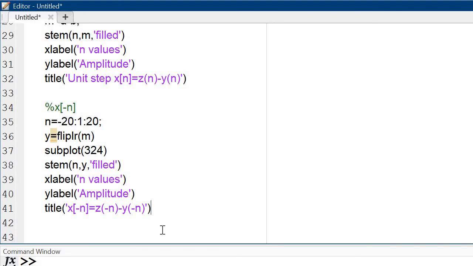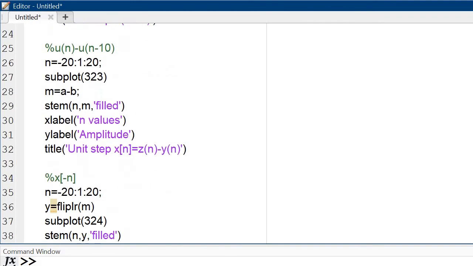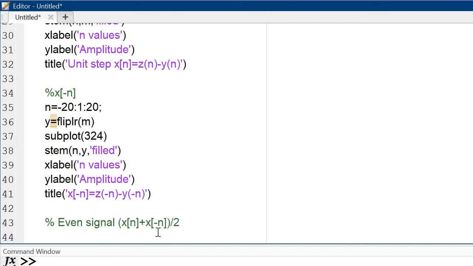Correct. Now, after that, our next part is to calculate the even and odd signals. Even signal. Now, the formula is this one.